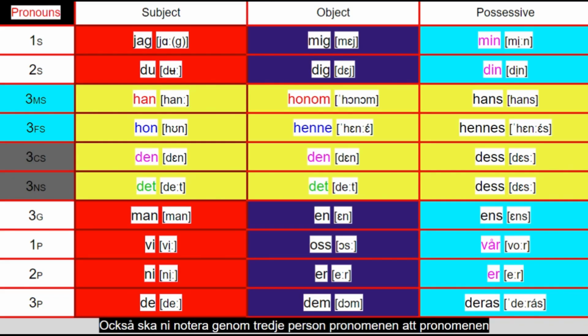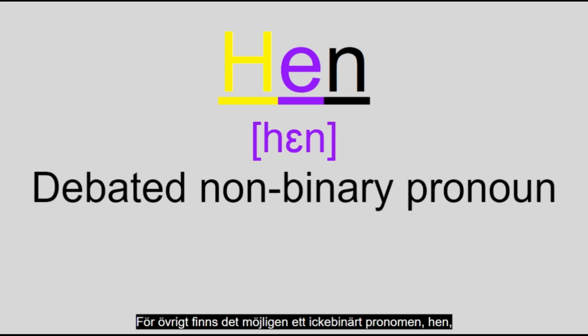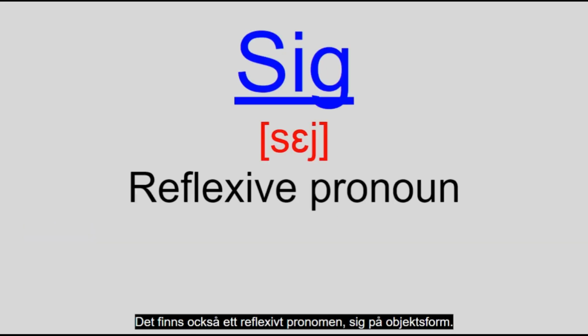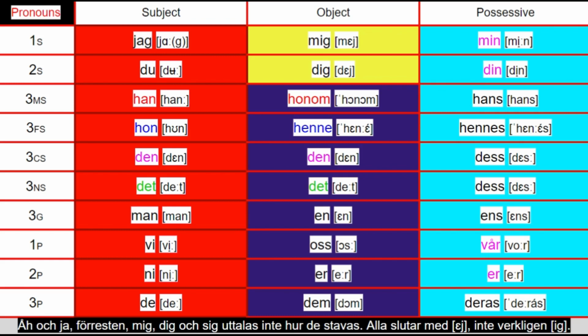You'll also notice in the third-person pronouns that the pronouns are different for humans and non-humans, two sets for each. In addition, there's possibly a non-binary pronoun, hen, but it's a neologism whose legitimacy isn't quite agreed upon by the Swedish-speaking community. There's also a reflexive pronoun, sig, in object form. Oh, and yeah, by the way, mig, dig, and sig are not pronounced how they're spelled. They all end with an a sound, not really e.